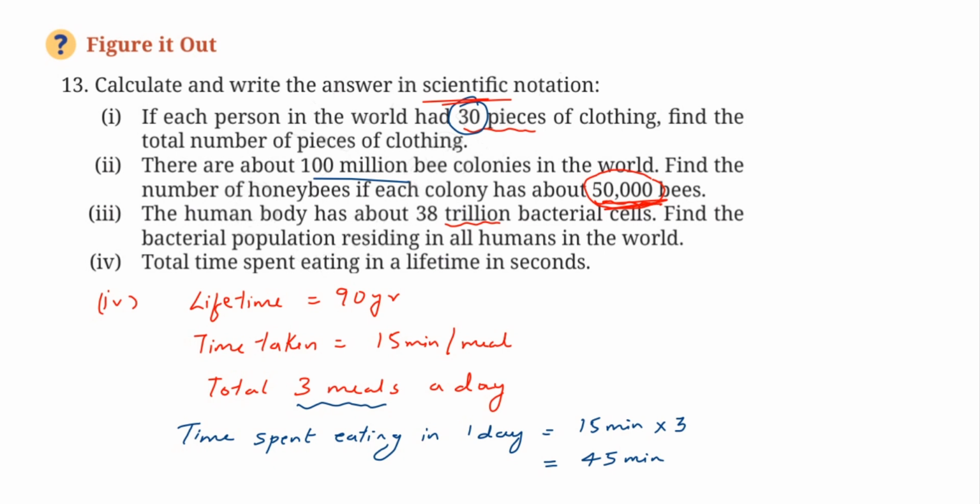Now we have to convert this to seconds because the answer needs to be found in seconds. So we'll convert this. I'll just continue here. It will be 45. I'm converting minutes to seconds. 1 minute is equal to 60 seconds. And here we have 45 minutes. So 45 times 60. When you multiply these two numbers, you get 2700 seconds. I'm not showing the multiplication here because the video is already lengthy. So this many seconds he's spending to eat his meals per day.